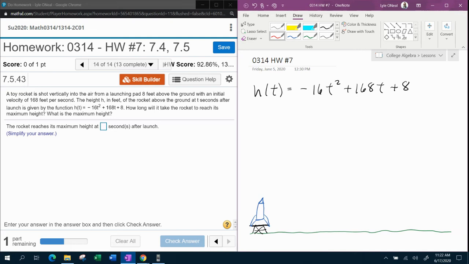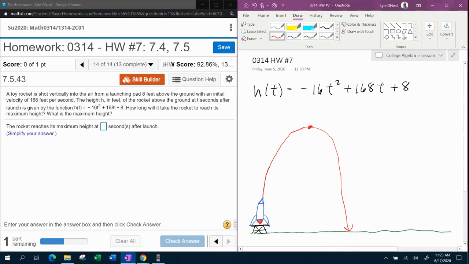So I've drawn a little picture just to illustrate what's going to happen. You can see that we have the rocket here on a platform 8 feet above the ground. And then we have ignition. And what's going to happen to the rocket? It's going to go up. But whatever goes up must come down. And so this is kind of what's going to happen with the rocket. It's going to go up. At some point, it's going to reach its maximum height, and then it's going to head back down.